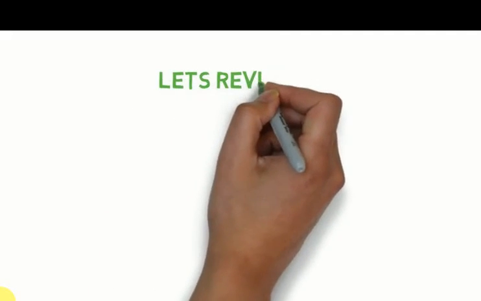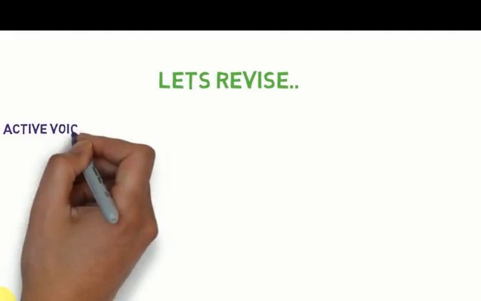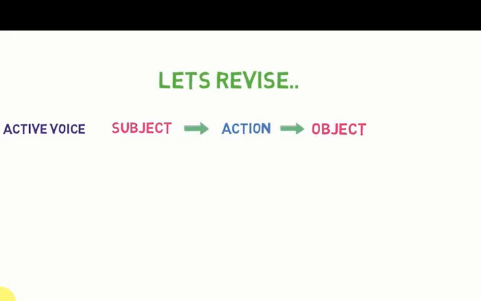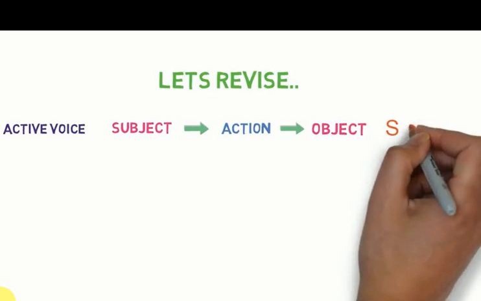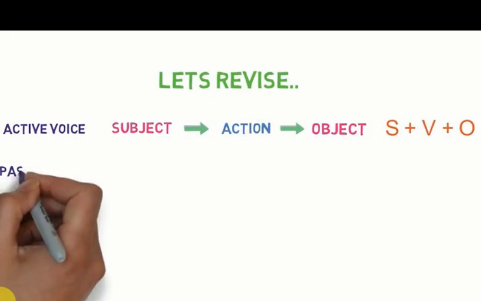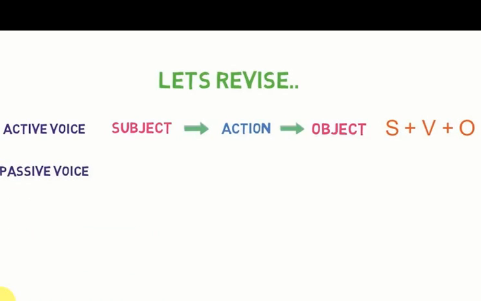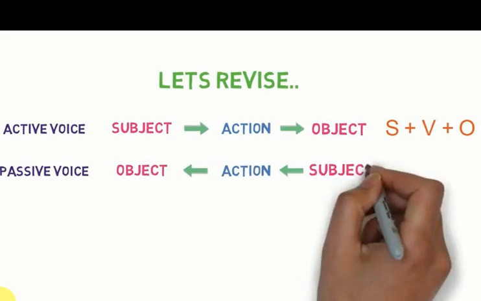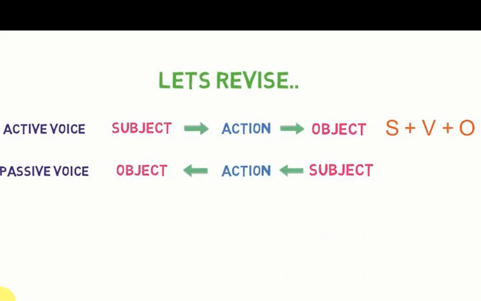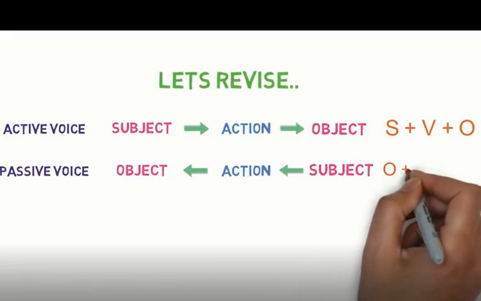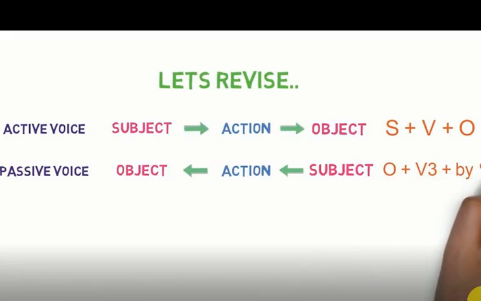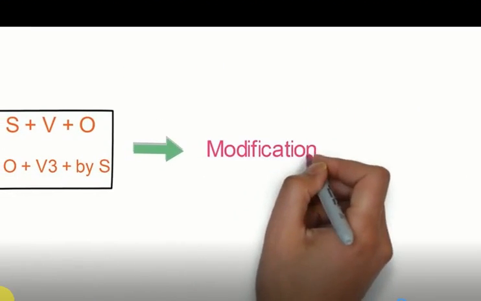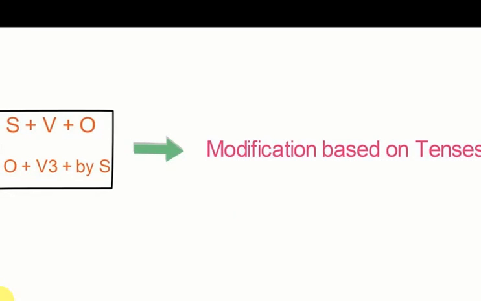Now let's revise. What is active voice? Subject performs the action and object receives the action. So the general structure of it in short form is S plus V plus O. And passive voice, here more importance is given to the object and action that is being performed rather than who has performed the action. So the general structure of passive voice is object plus verb 3 plus by plus subject. Here note that these are general structures only. There will be modifications, so the structure will be modified based on the tenses.